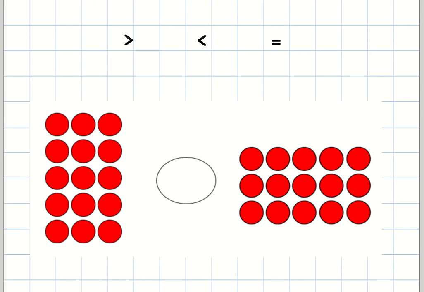Again, we're looking at arrays this time, so think about what multiplication calculation these arrays are showing us. Hopefully you've noticed they've got 5 by 3. So we've got 5 lots of 3, and over here we've got 3 lots of 5, which is 3 times 5, which represents the same amount, doesn't it? 5 times 3 is 15, and 3 times 5 is also 15, so they are equal to each other.